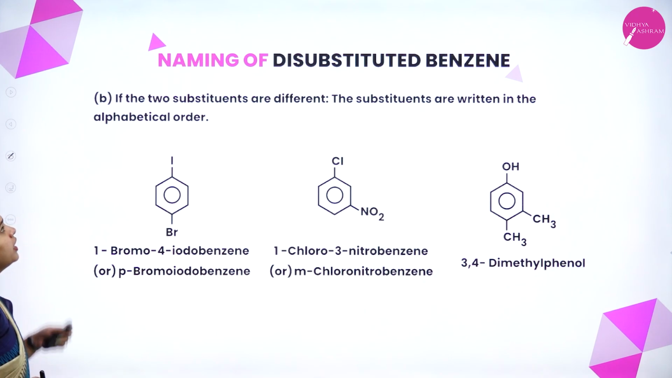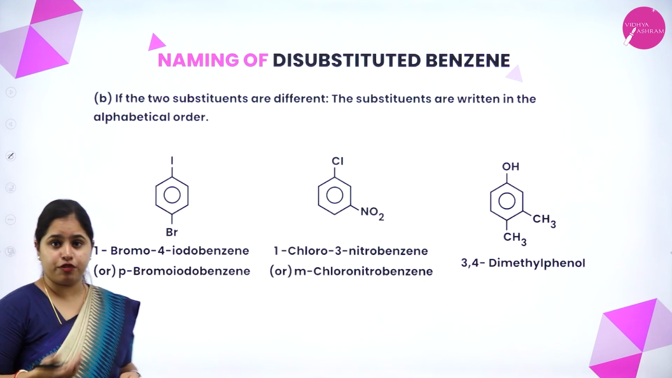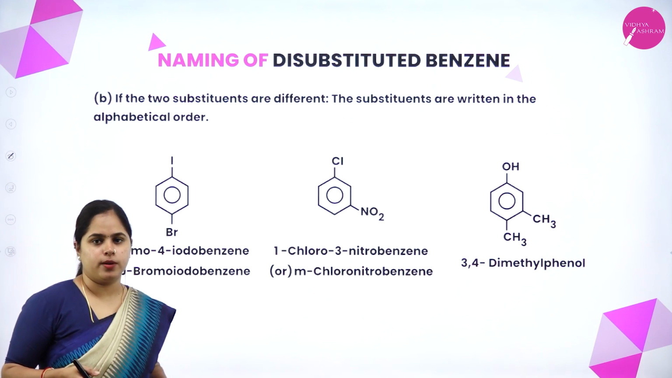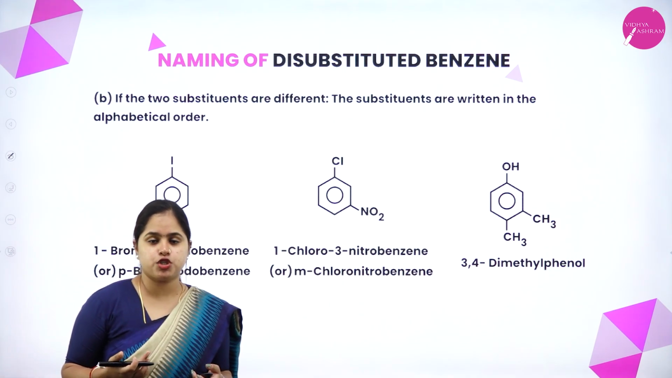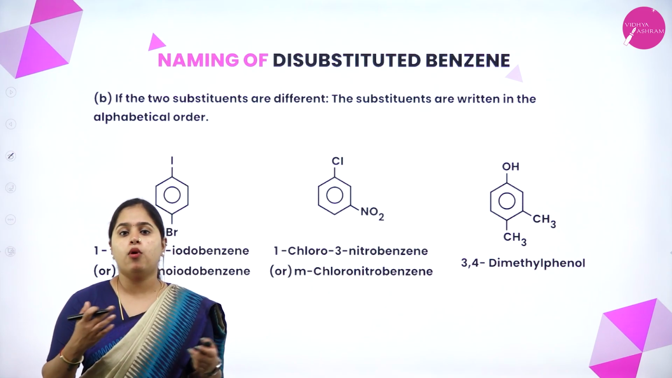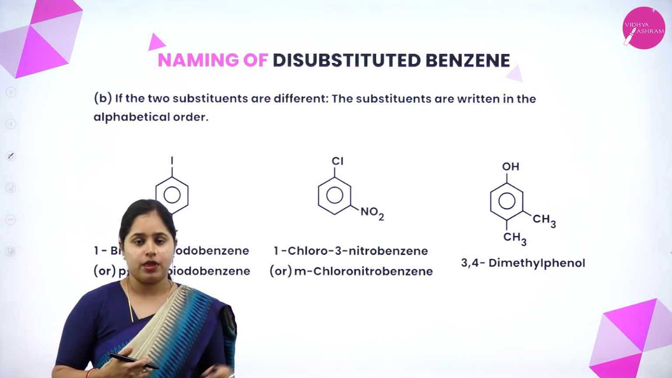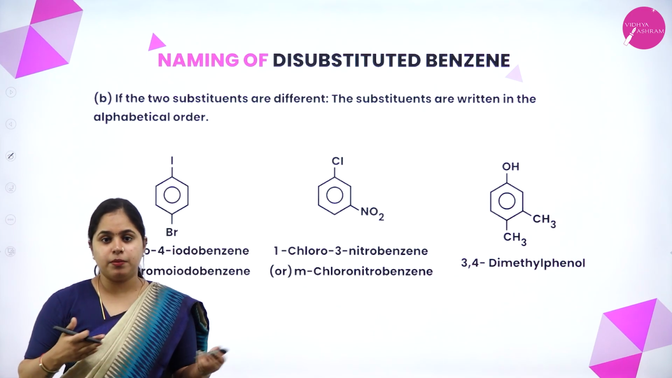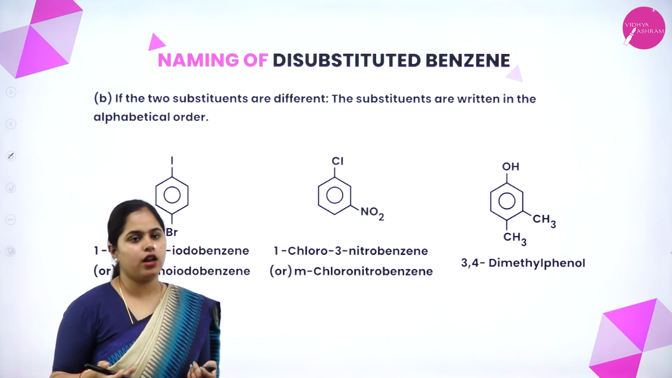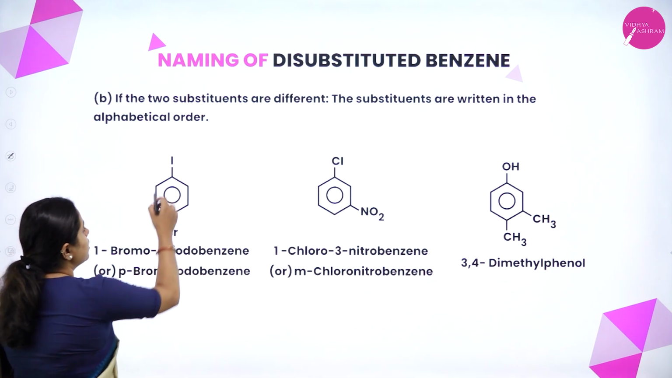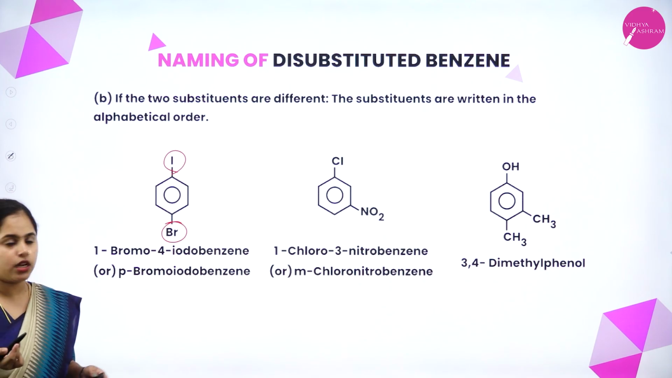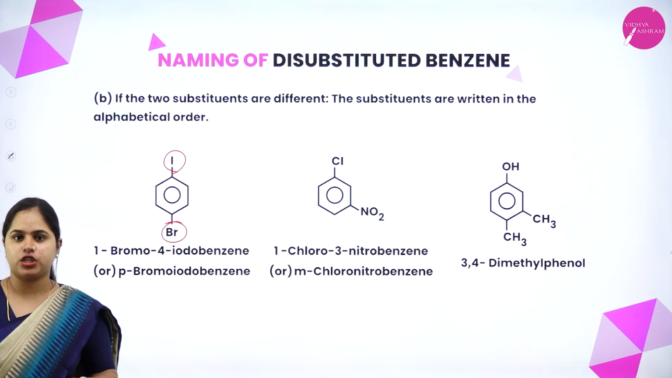Now, moving on, if the two substituent groups are different, the substituents are written in alphabetical order. So, till now, we were talking about disubstituted benzene where both the substituent groups were the same. Now, if the substituent groups are different, then we have to name it according to the alphabetical order. So, as you can see here, the two substituents are iodine and bromine. According to the alphabetical order, it will be bromine which comes first, right?